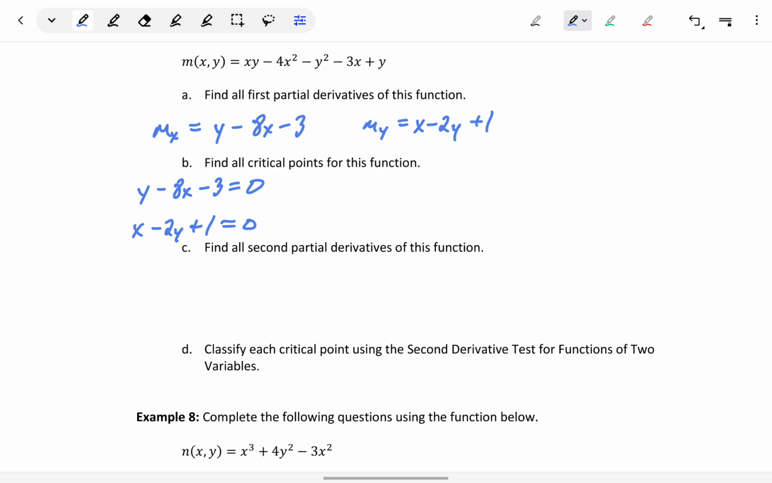And solve. The trick now is that we have two equations, each with two variables, meaning we're solving a system of two equations with two variables, and we need to use elimination or substitution in order to solve this system. I'm going to use elimination, and in this case I'll multiply the first equation by 2 to get 2y minus 16x minus 6 is equal to 0. The second equation will remain unchanged.